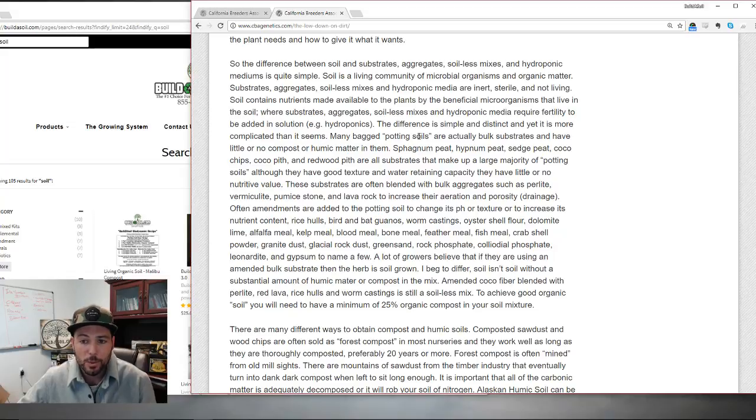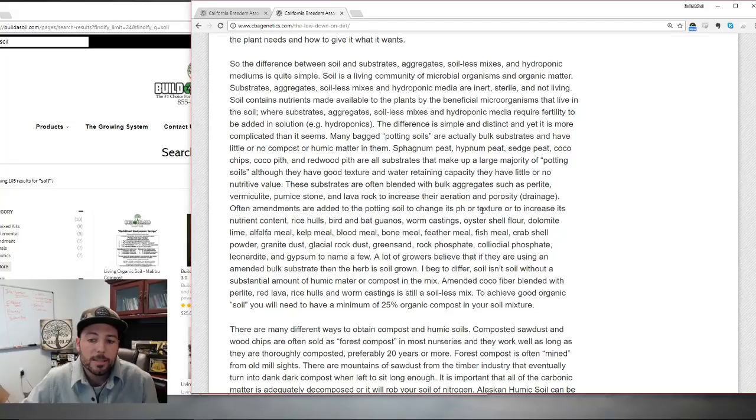Many bagged potting soils are actually bulk substrate and have little or no compost or humic matter in them. Sphagnum peat, hypnum peat, sedge peat, cocoa chips, cocoa pith, and redwood pith are all substrates that make up a large majority of potting soils. Although they have a good texture and water-retaining capacity, they have little or no nutritive value. These substrates are often blended with bulk aggregates such as perlite, vermiculite, pumice stone, and lava rock to increase their aeration and porosity or drainage.